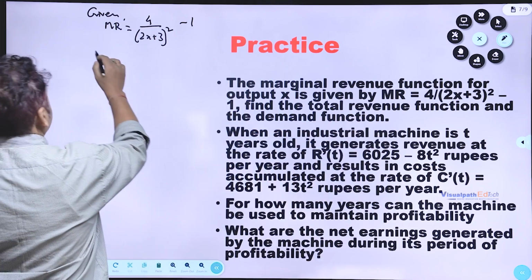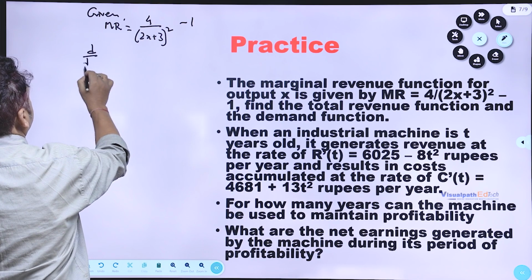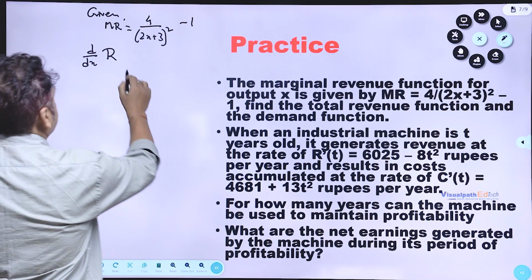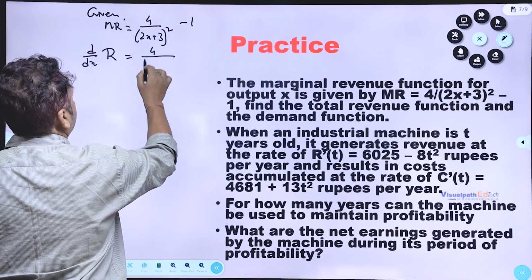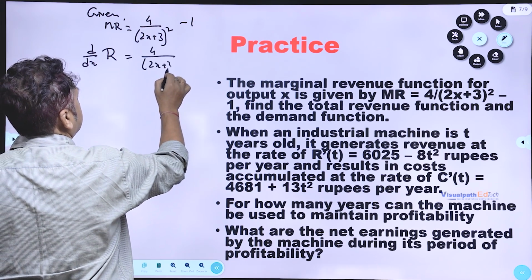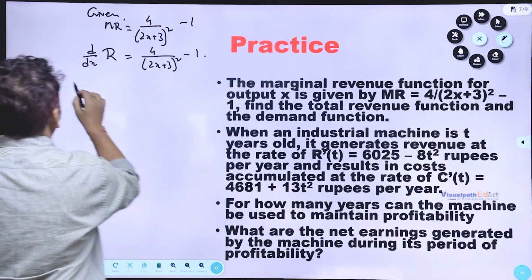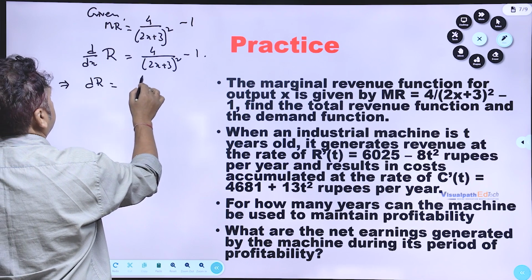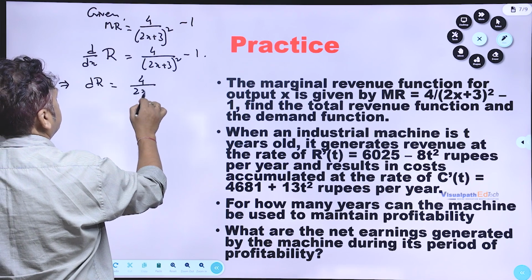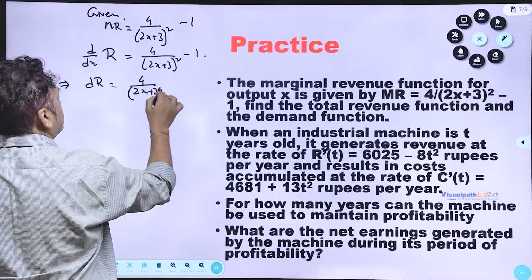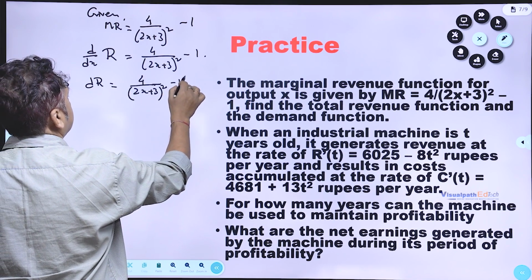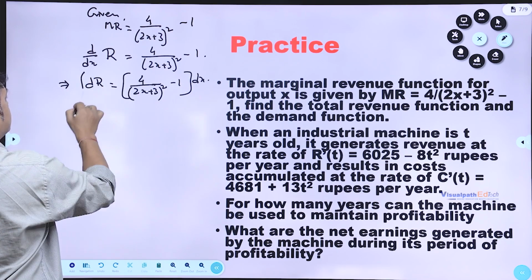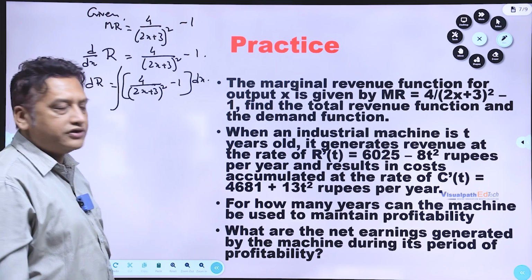Total revenue. So let us say this is d/dx of R, where R is the total revenue function. d/dx of R is given by 4 divided by (2x plus 3) whole square minus 1. So this implies dR will be equal to 4 divided by (2x plus 3) whole square minus 1, and then dx. So we'll now do integration in order to find out the revenue function.